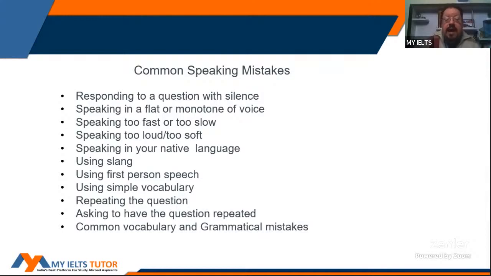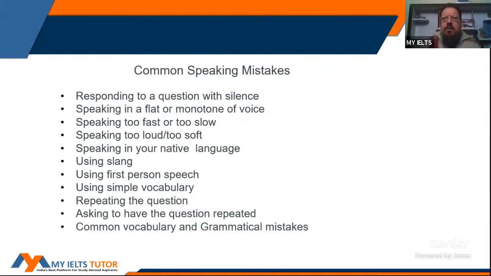And then asking to have the question repeated. It's okay to ask maybe once or twice to have the question repeated, but you don't want to repeatedly ask that question. This shows that you have difficulty understanding.